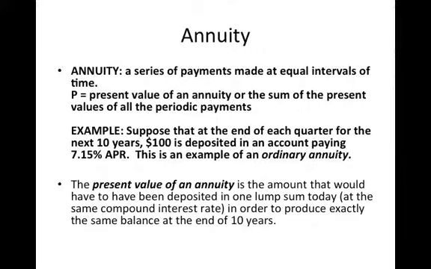For example, suppose that at the end of each quarter for the next 10 years, $100 is deposited in an account paying 7.15% APR. This is an example of an ordinary annuity. Every quarter comes along, at the end, you deposit $100. The present value of that annuity is the amount that you would need to invest in one lump sum today and get 7.15% APR compounded every quarter for 10 years to end up with the same amount of money.